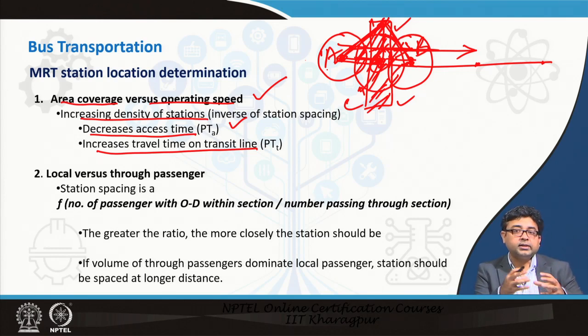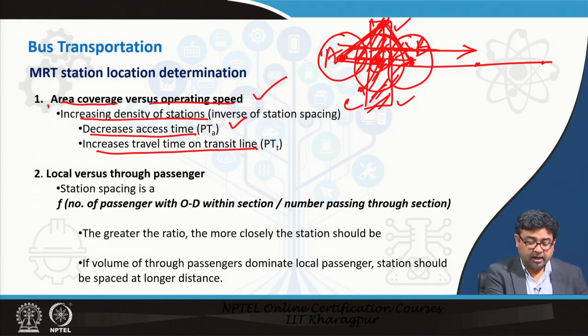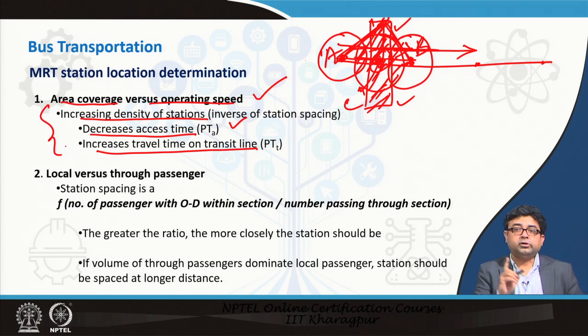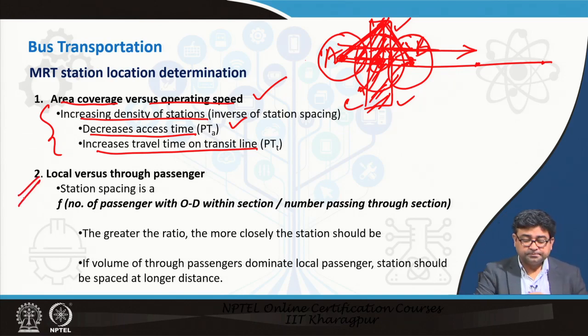So, how do you make that trade off so that there is a balance? So, there is enough coverage and also good speed or good travel time on the transit line. That is the first trade off that is made when you are trying to determine the location of a transit stop using this method. Using this method means it is only fulfilling one of the objectives, which is to minimize the total passenger travel time.